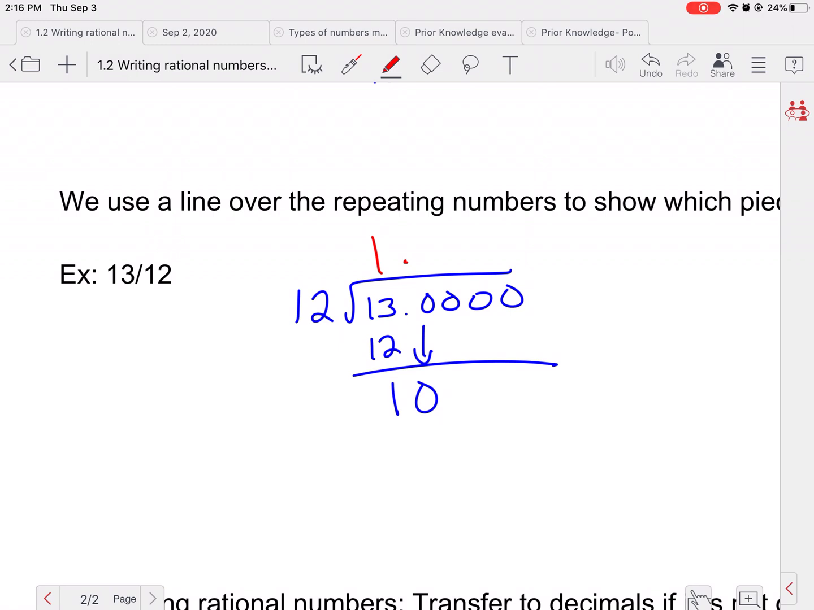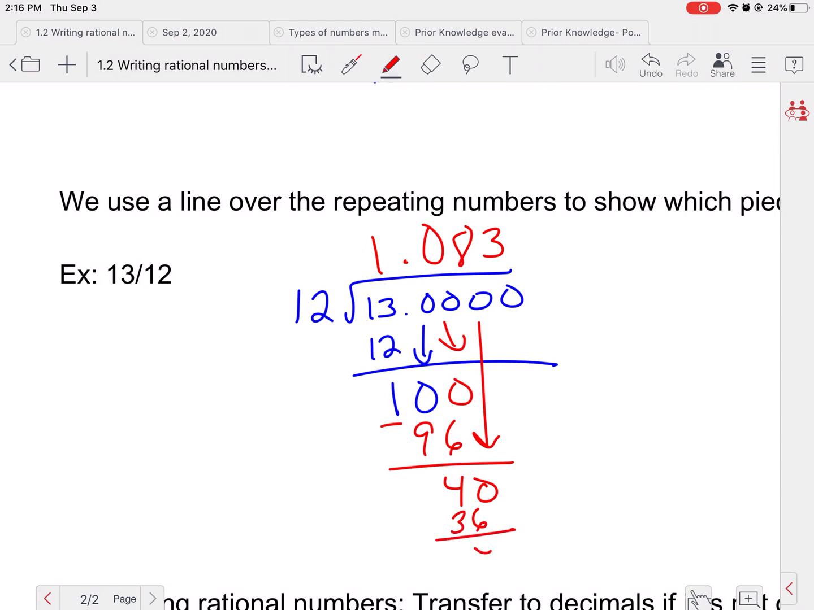So 12 does not go into 10, and since I already brought down a 0, I'm going to put a 0 here. And I'm going to bring down another 0. So 12 will go into 100, and 12 times 8 is 96. And if we subtract, we're going to get a 4, bring down our 0. And 12 will go into 40 3 times. Should be 36 with a 4. Bring down my 0. And then that'll go in 3 times for 36.